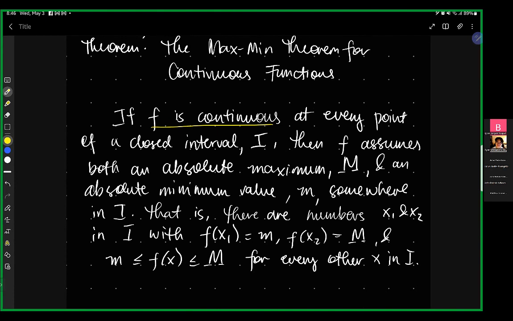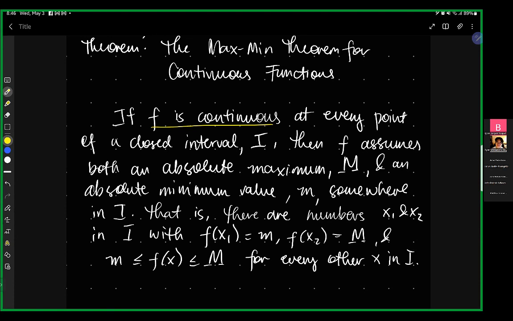So dapat kumpleto sila doon. Lahat 'yun dapat na-check nila. Okay? So I believe if you remember, the function must have a limit, no? So dapat yung limit niya on both sides is equal, and that's for a given interval, and the limit approaches a certain value. So that's important. Okay? So that value must be finite.